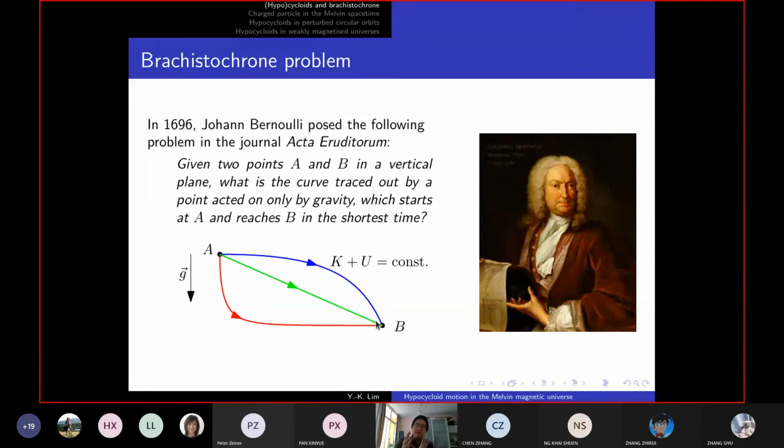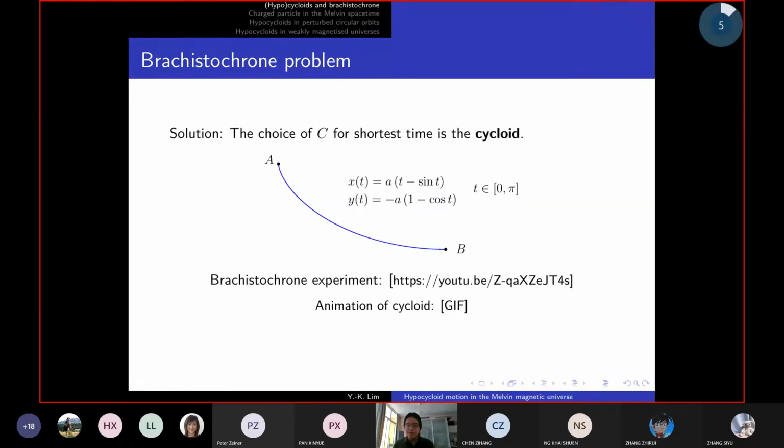So what is the curve that will give you the motion that goes from A to B in the shortest time, where the force is only gravity and the motion is determined by the surface that you are traveling on? This is a problem that can be solved using calculus of variations. We don't need to go through the details. I can give you the solution.